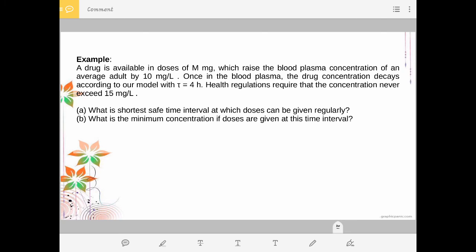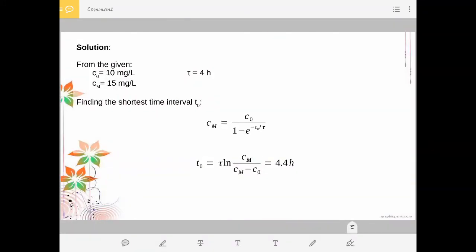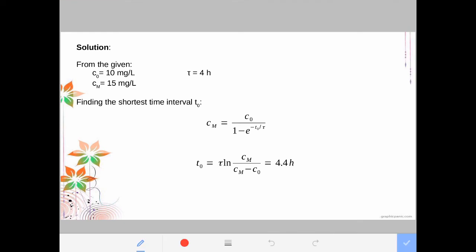The health regulations require that the concentration must never exceed 15 milligrams per liter. Now, what is the shortest safe time interval at which the doses can be given regularly? At each dose, we have an increase of 10 milligrams per liter, and then it decays at a rate with tau equal to 4 hours. So we should not exceed 15 milligrams. The next question is, what's the minimum concentration if doses are given at this time interval? This is just a simple substitution. We analyze what we are given: C0, the dosage concentration, is 10 milligrams per liter, our limit is 15 milligrams per liter, and our tau constant is 4 hours.